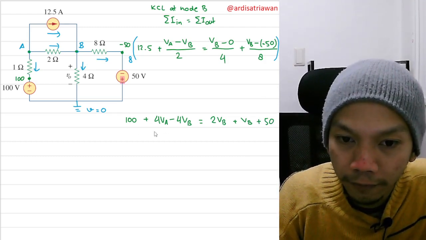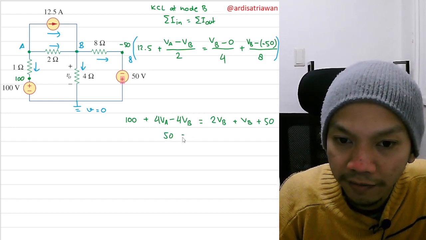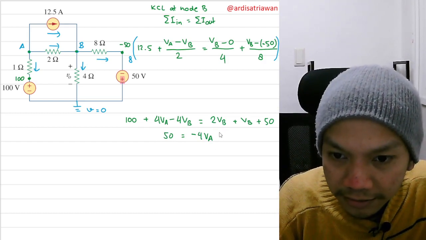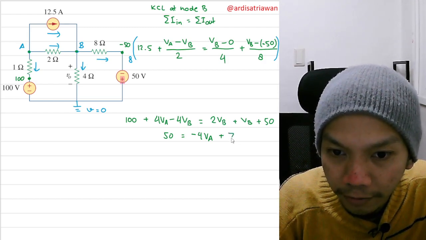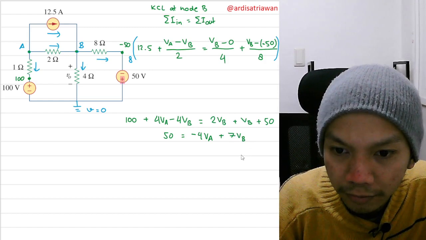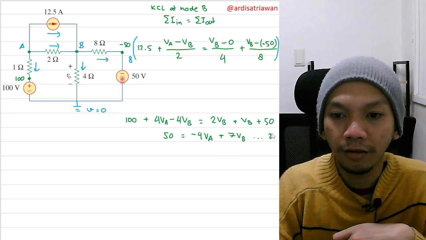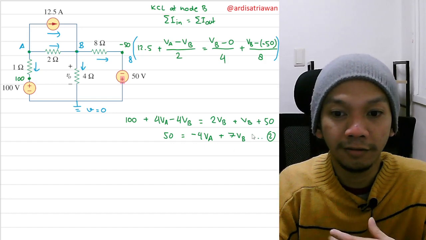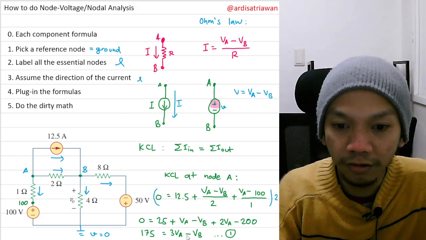So on the left hand side I will have 50, and then on the right hand side I will have minus 4 VA, I think plus what, 5, 3 and 5, 7 VB. Okay, now we have this as equation number 2. We cannot do anything else other than doing this one. So now we have this equation here.